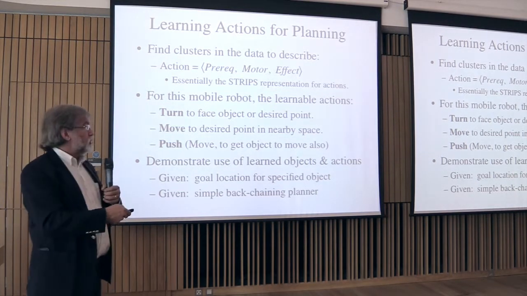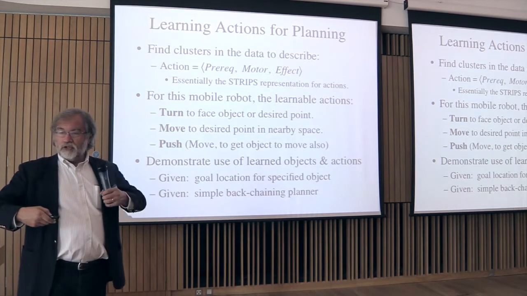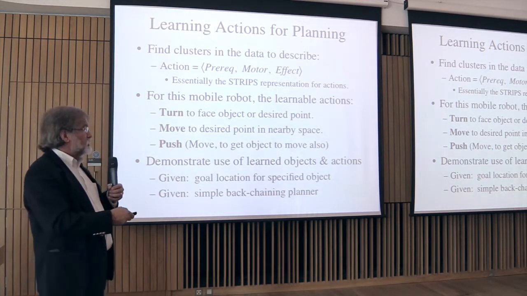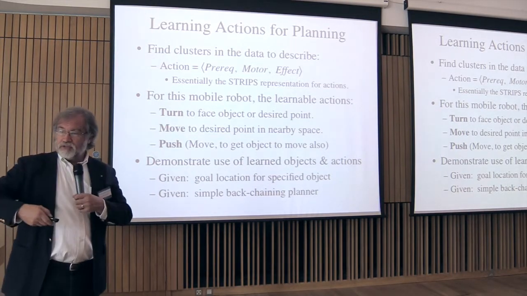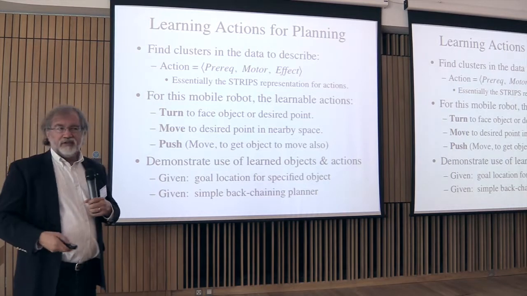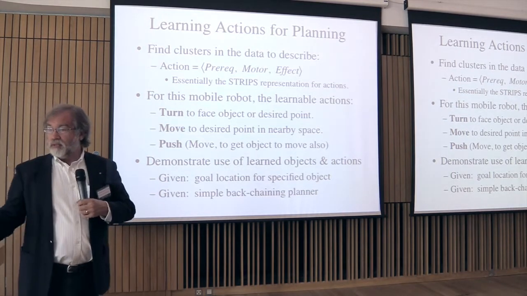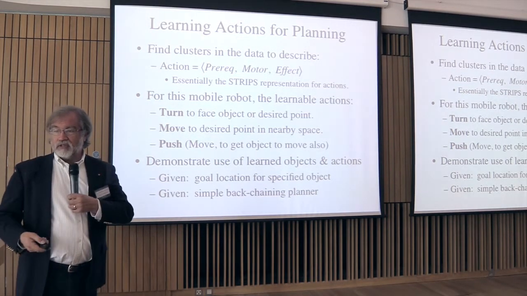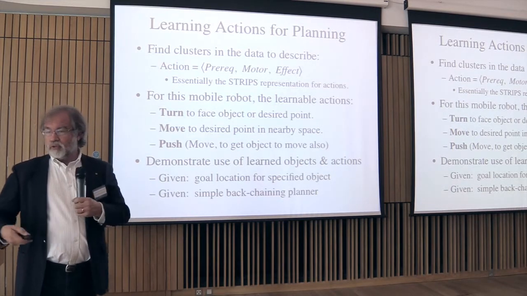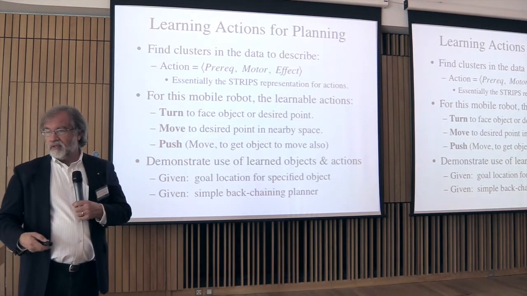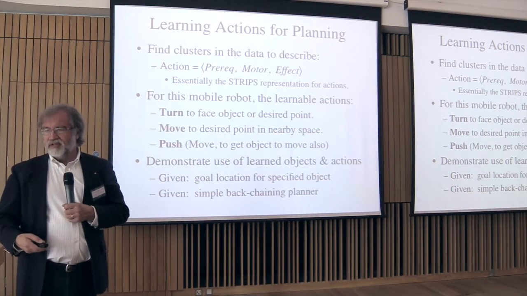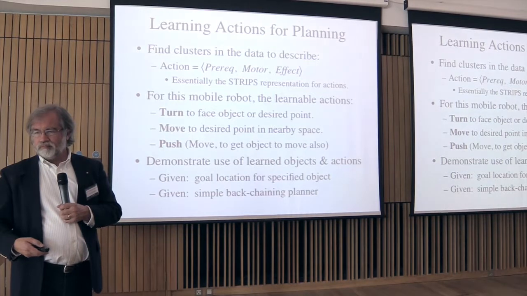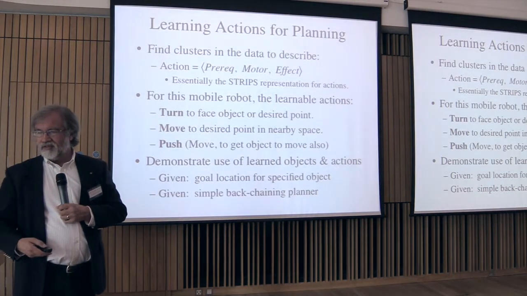Now, turn and move apply only to the robot itself. But push applies to movable objects. And in that scene, there's only one movable object, which is the recycle container. But in general, there were two or three. But you're supposed to be able to tell you, these are the objects I've learned. Yes. This is what I call them. That's right. But the desired point is a bit more subtle still, because it won't have a name at that point. That's correct.